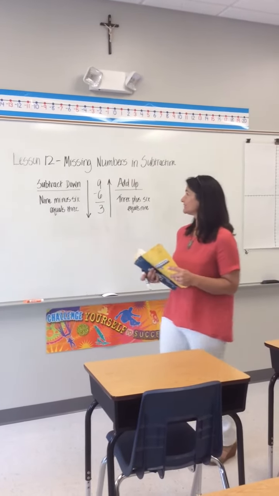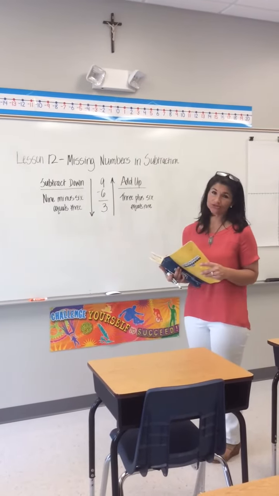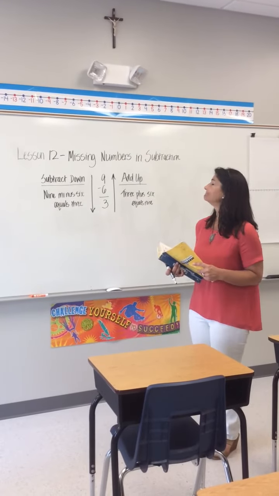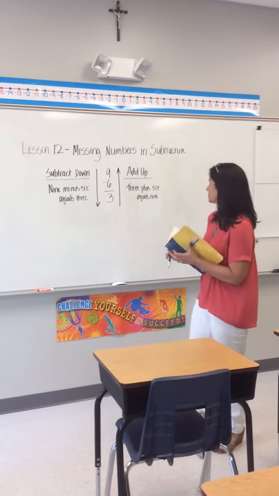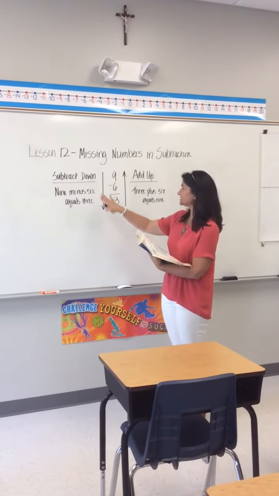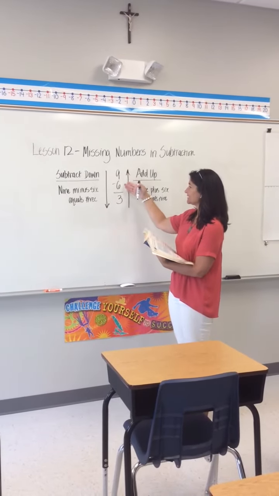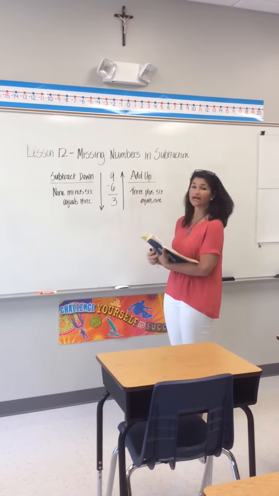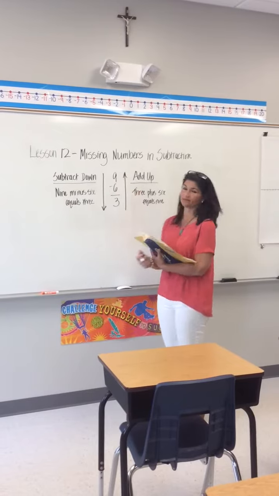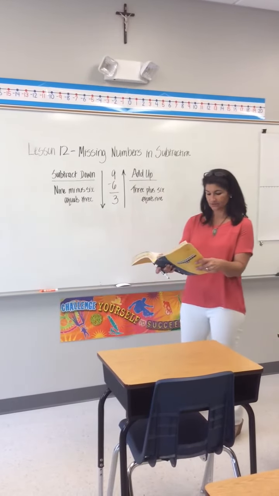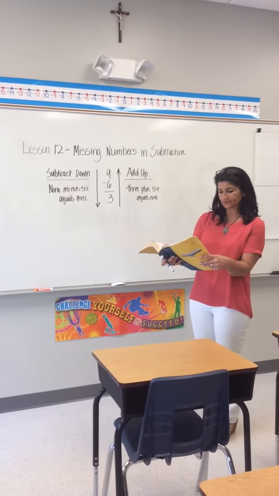Today we're talking about lesson 12, missing numbers in subtraction. There are two ways to approach finding a missing number in a subtraction problem. You can subtract down, meaning 9 minus 6 equals 3, or you can add up: 3 plus 6 equals 9. Let's do a couple of examples to demonstrate this.